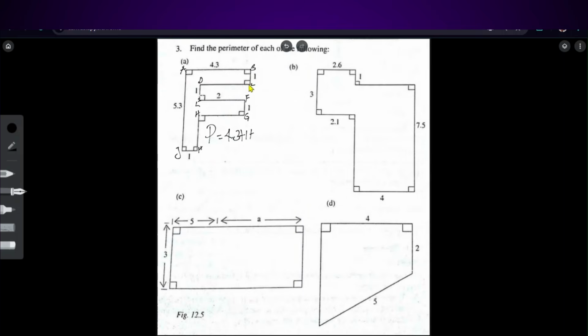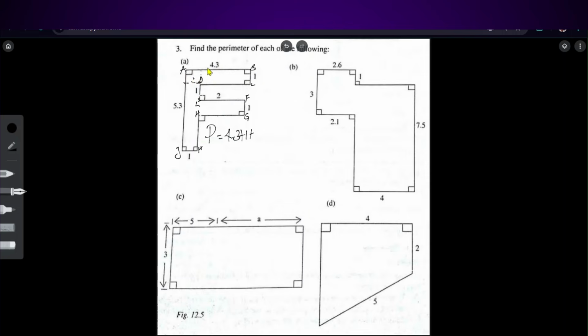I add from C to D, and here I need to have some calculations. The distance here, if I extend, I put a dotted line here. The distance from this particular point to this point is the same as this one. So this one is 1 centimeter. So you can see that if I want the distance from C to D, from A to B is 4.3, and this one is already 1 centimeter.